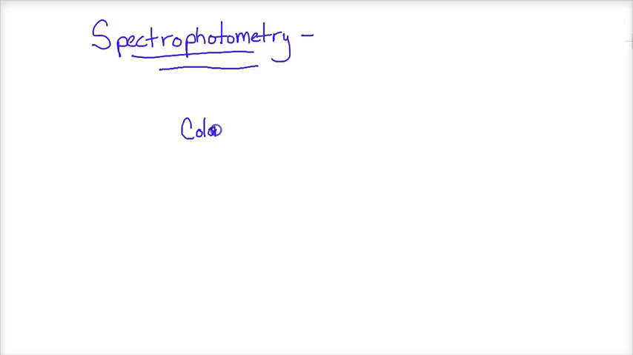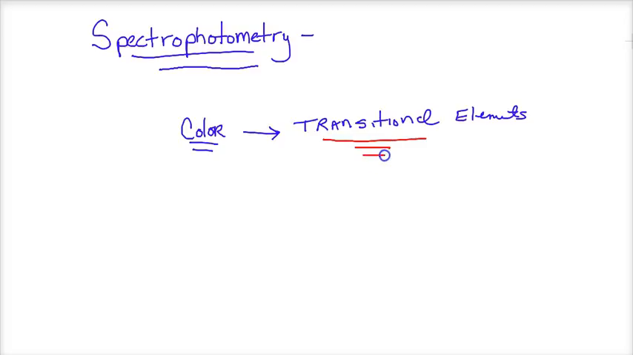Now, we've already set the stage in other lectures for why transitional elements make color. And real quickly, to reinforce this idea, transitional elements make colored solutions, and the basis for that is they make complex ions. Transitional elements tend to have multiple oxidation states where they lose more than one electron. The example I was giving in class is iron plus 2, iron plus 3.